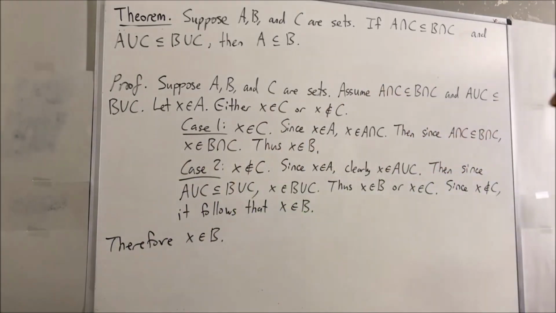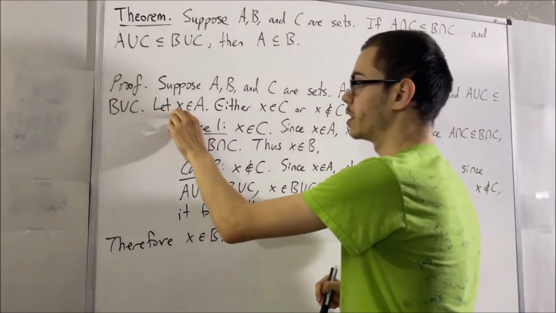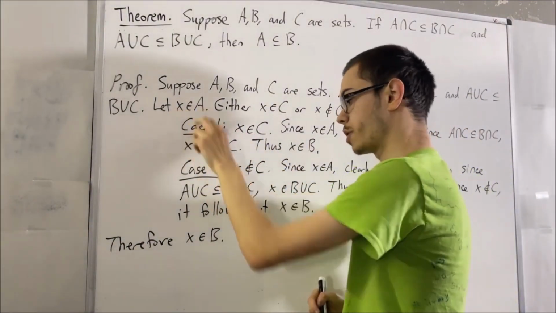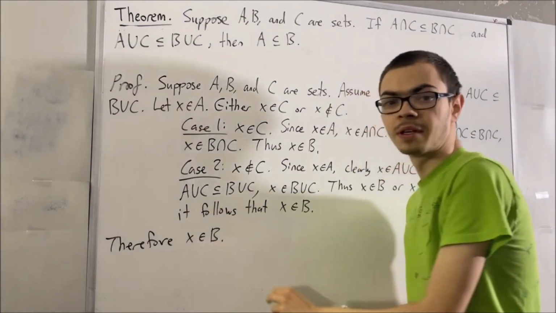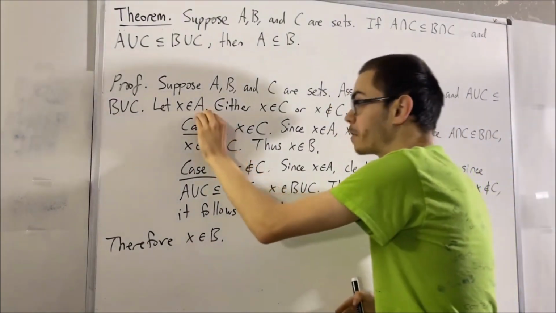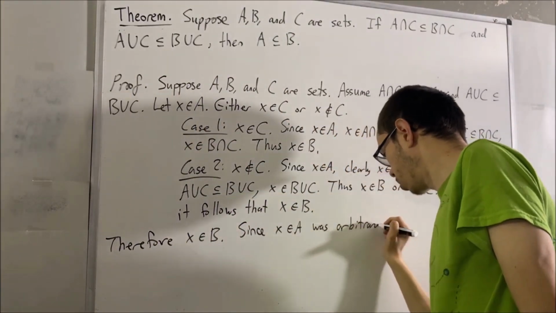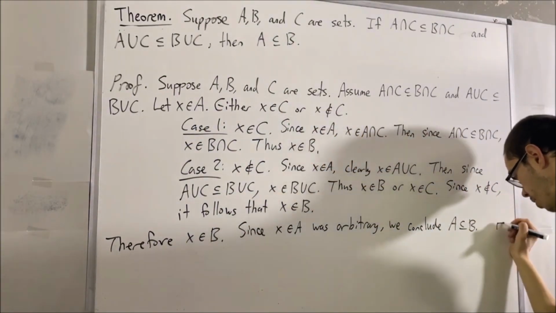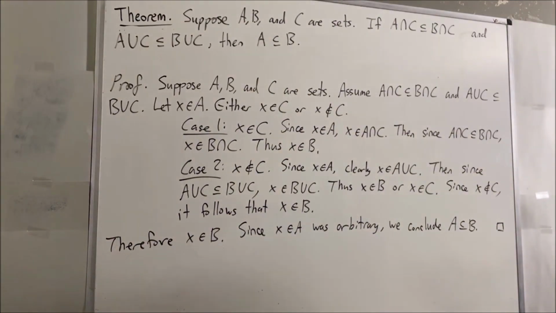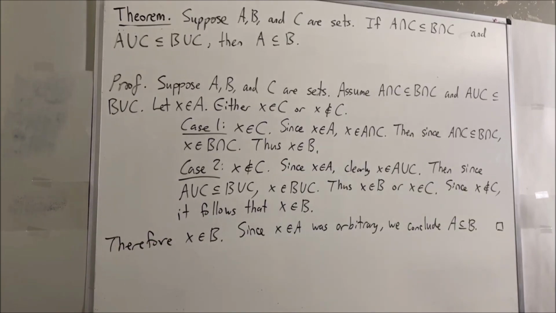So putting this together, we start with an arbitrary element, X, in A. And we show that X is also an element of B. Therefore, everything in A is also in B. And so this completes the proof. And so yeah, that's pretty much the idea of how you could prove a theorem like this. So yeah, that's pretty much it for this video.